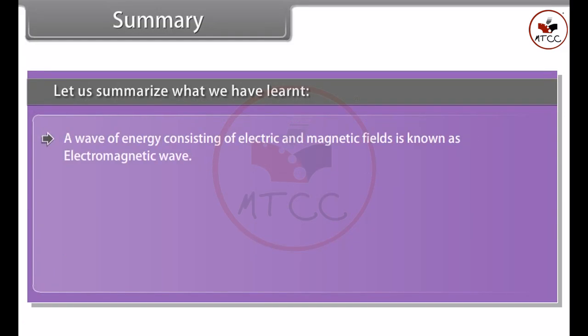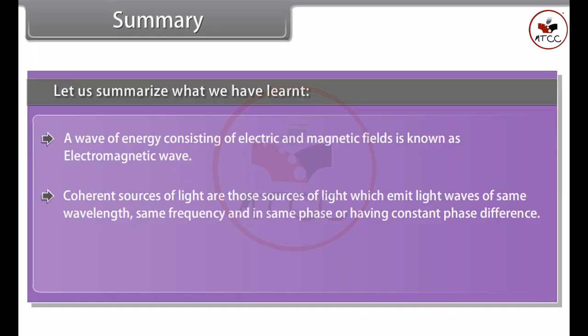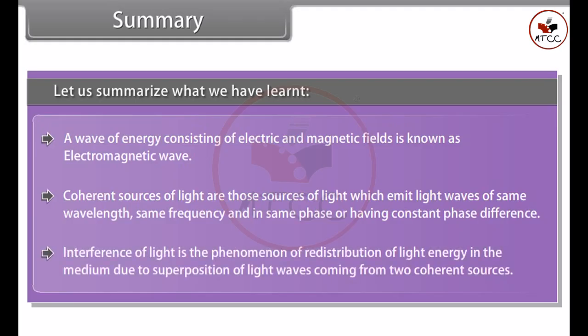A wave of energy consisting of electric and magnetic fields is known as an electromagnetic wave. Coherent sources of light are those sources of light which emit light waves of the same wavelength, same frequency, and in the same phase or having constant phase difference. Interference of light is the phenomenon of redistribution of light energy in the medium due to superposition of light waves coming from two coherent sources.